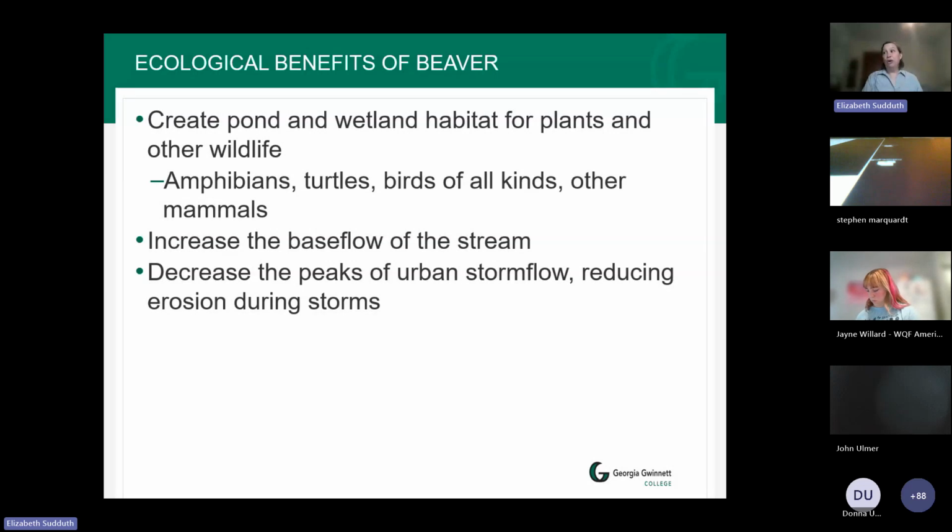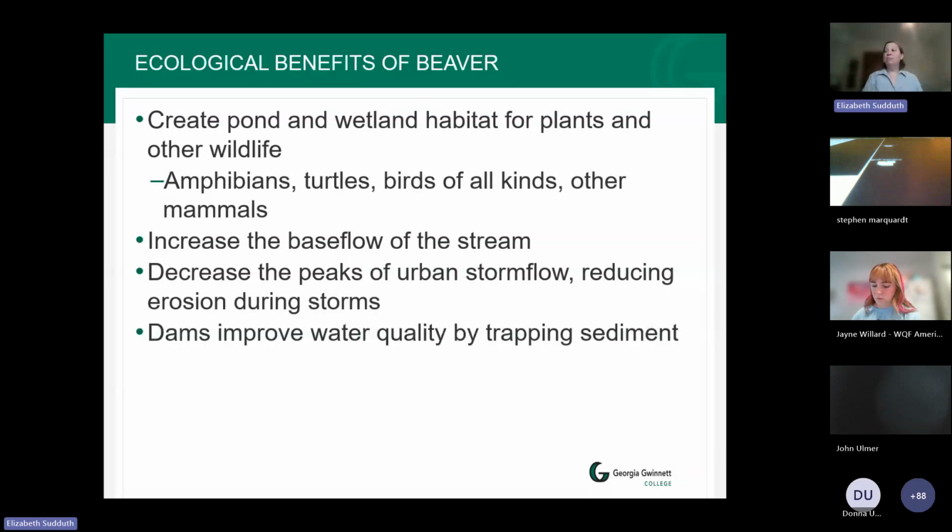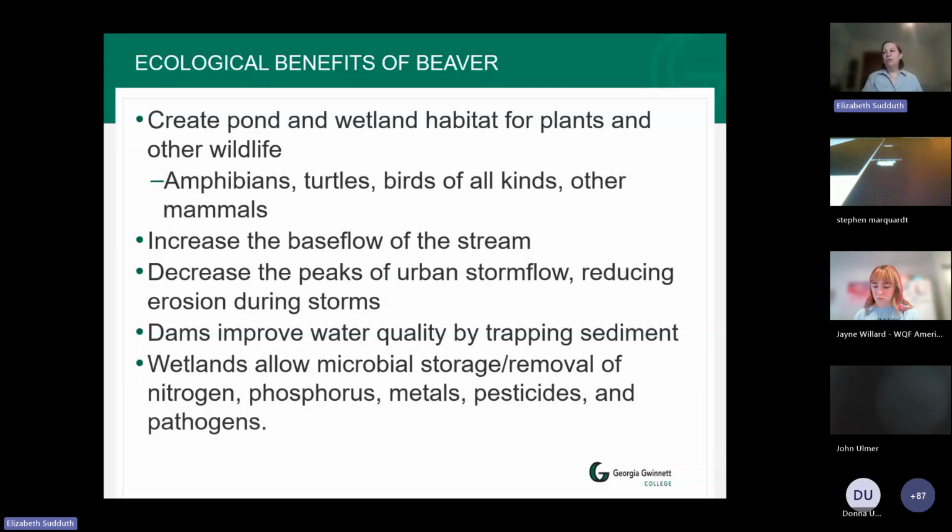Dams improve water quality by trapping sediment. And those wetland pond areas behind the dams allow microbial storage and or removal of nitrogen, phosphorus, metals, pesticides, and pathogens. So that was just a very quick introduction. Stay tuned to hear so much more about beavers.